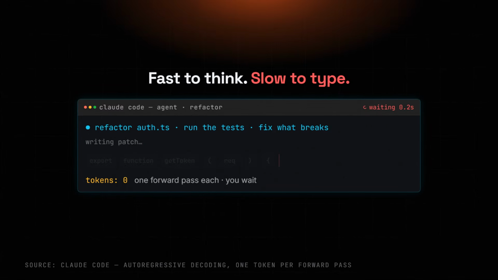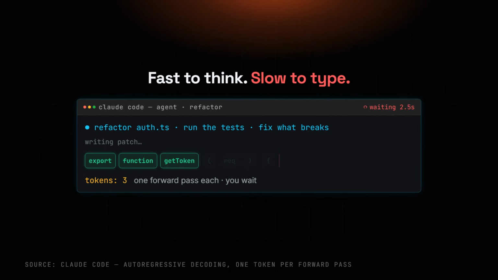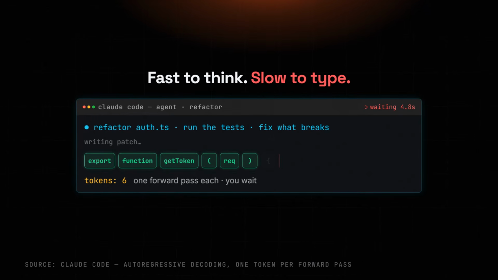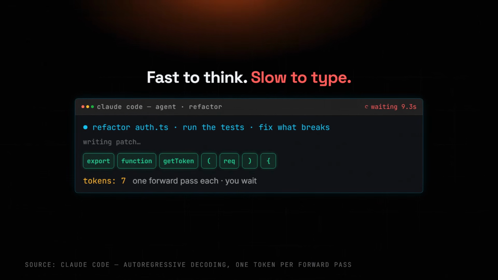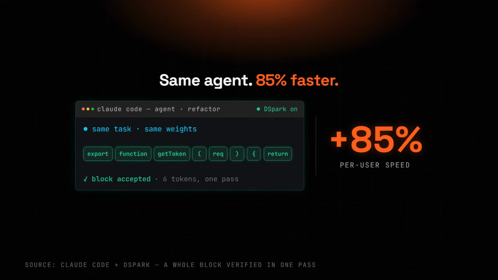Here is Claude Code, mid-task. You gave it a real job. Refactor a file, run the tests, fix what breaks, and now you are watching a spinner, token by token, while the model crawls. Now flip on DeepSeek's new trick.